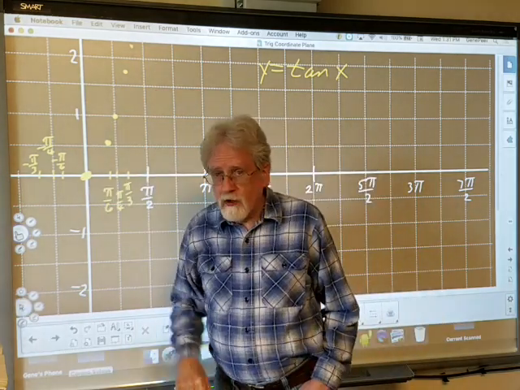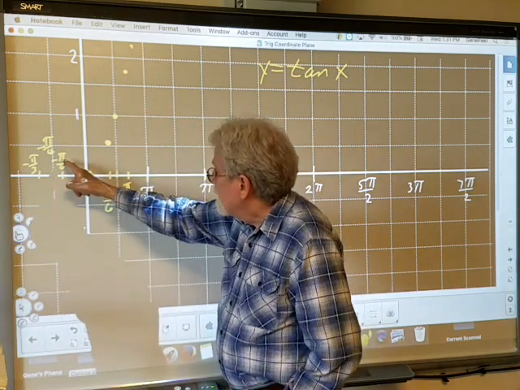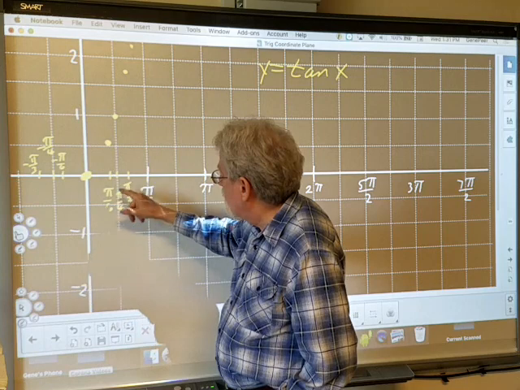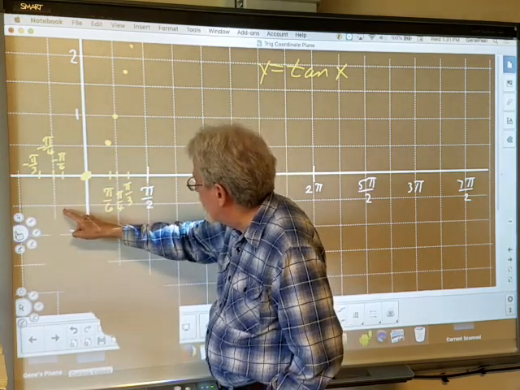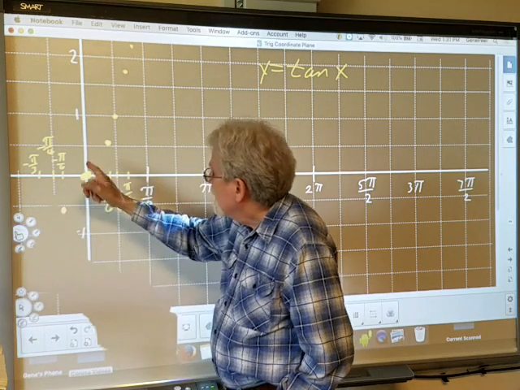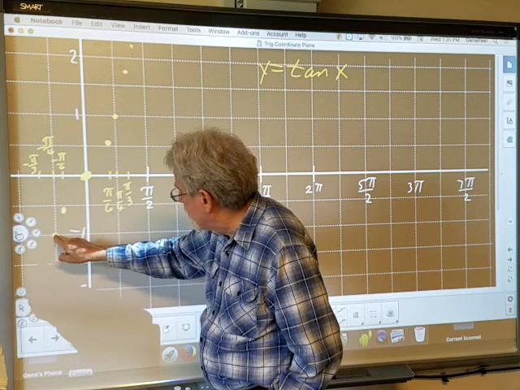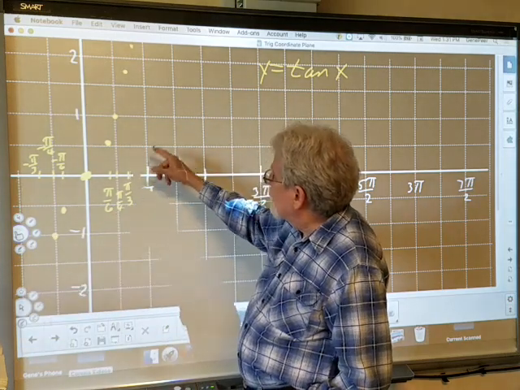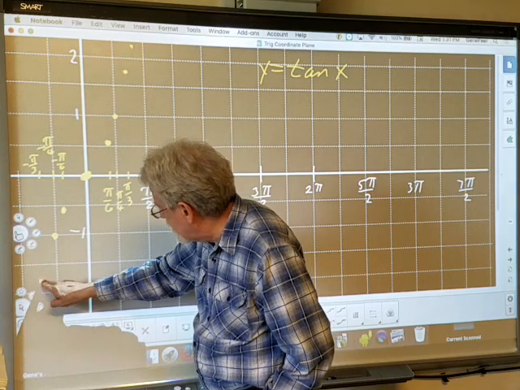If we go in the negative direction, we find the same story but in reverse. Negative pi over 6 would give us a value of, what was this, negative 0.58, I believe, right about here. Negative pi over 4 would give us a value of negative 1 right there. Negative pi over 3 would give us negative 1.73, which is someplace down about here.